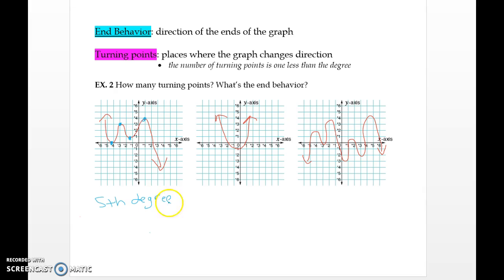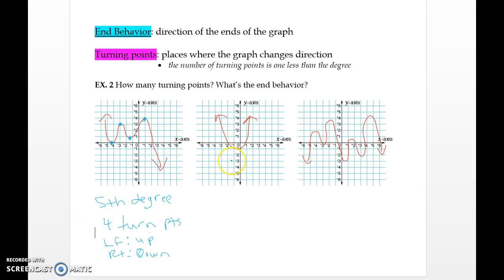I know how many turning points it has. It has 4 turning points. And what is the end behavior? We look at the end behavior on the left and we look at the end behavior on the right. On the left, it's going up, and on the right, it's going down.